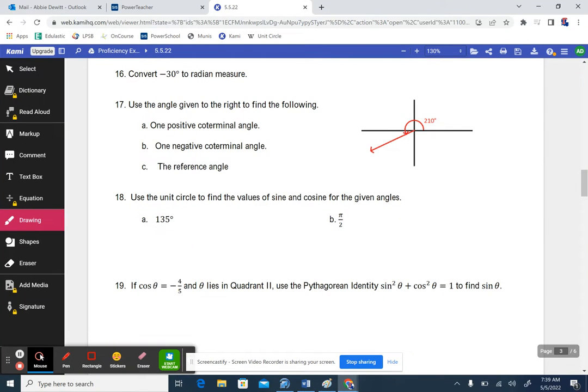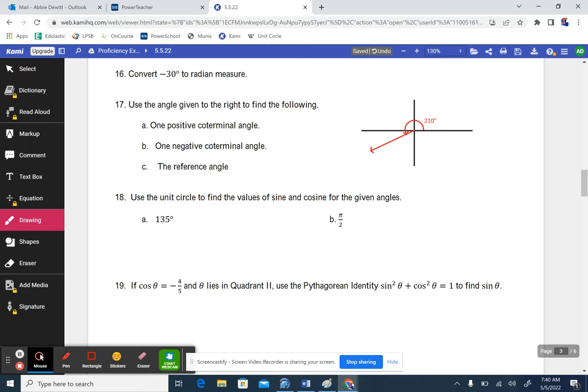Okay, on number 17, you're given an angle. It's a 210-degree positive angle over there. That means from the initial position, and to refresh your memory, remember we always start over here on this side. This is the initial position. This is your starting point. So if I start at that starting point and I rotate counterclockwise all the way over to this red arrow, that whole measurement of that angle is 210 degrees.